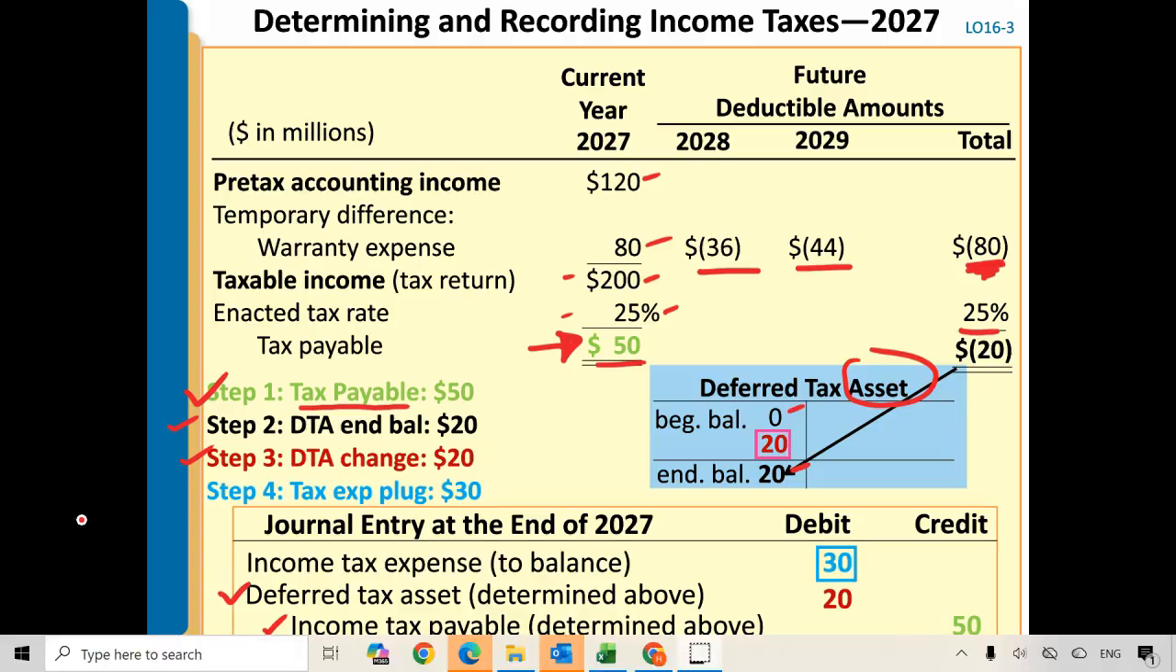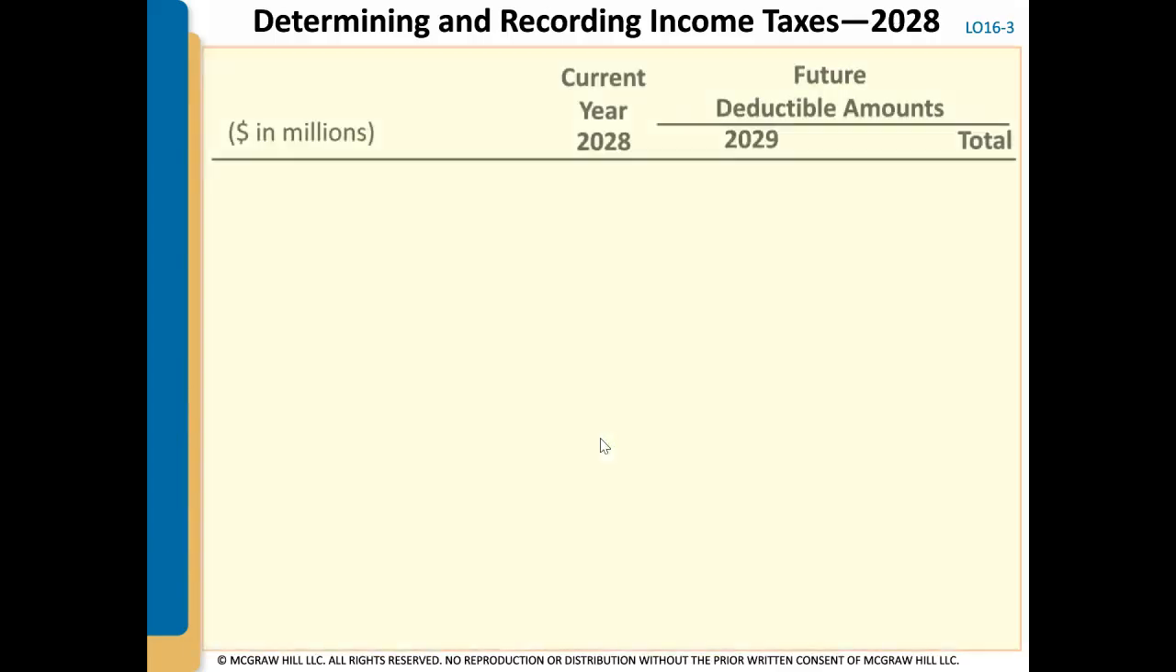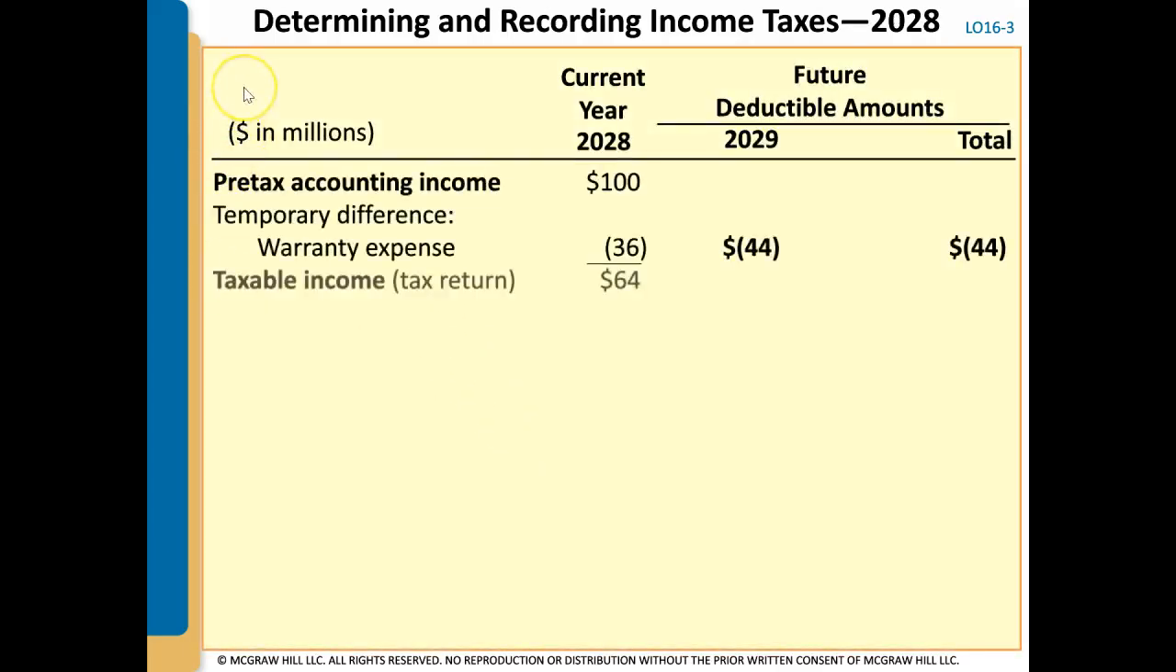And then step 4 is recording our plug to income tax expense to make the journal entry balance, which in our situation is a debit to income tax expense for $30. Let's go on to 2028, see what happens there.